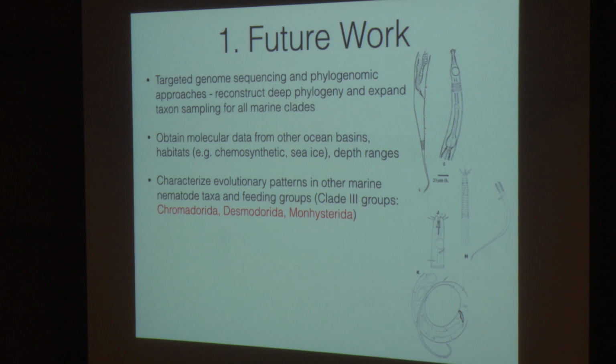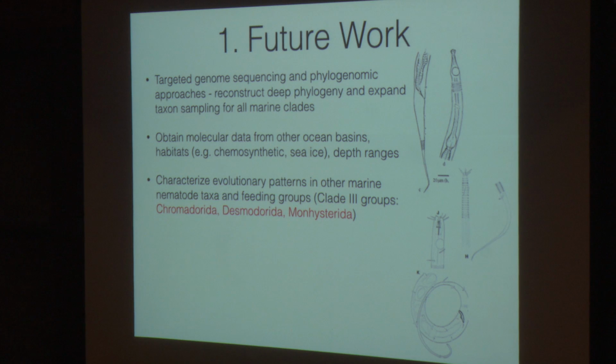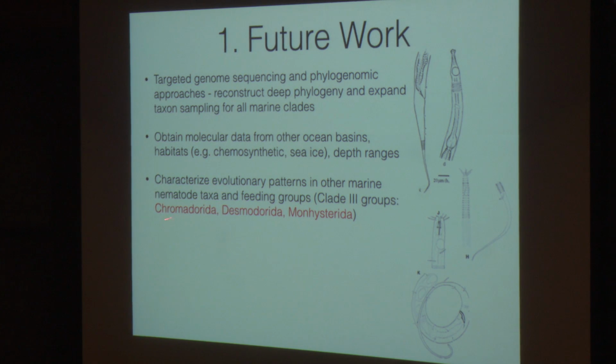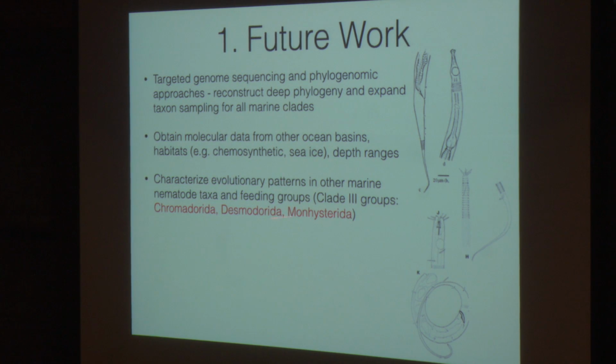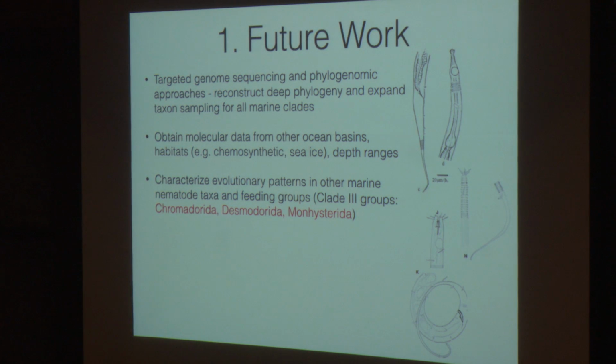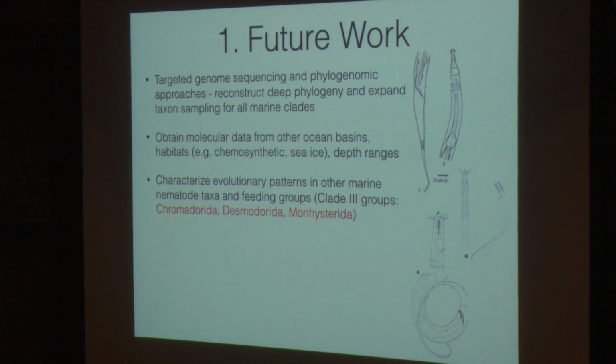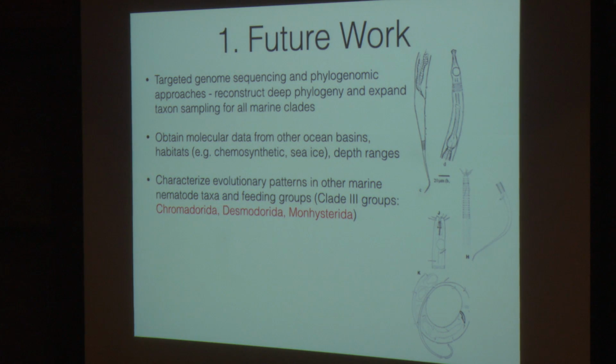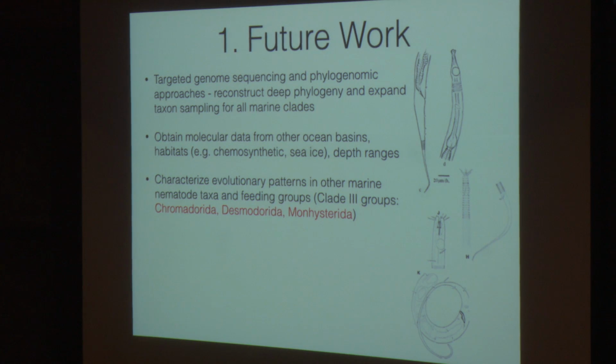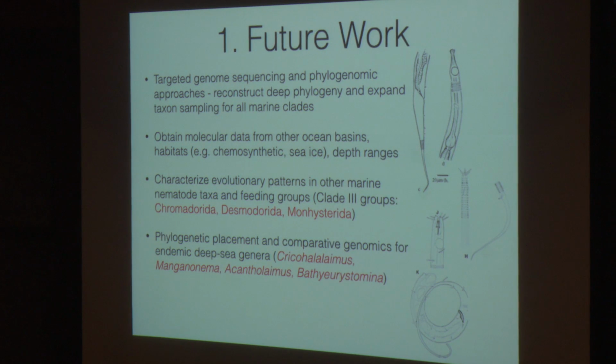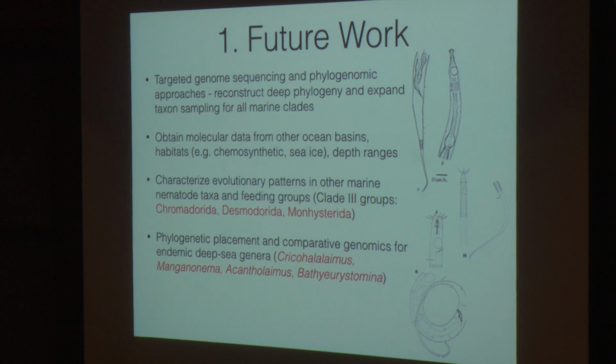There's also nematode groups which I didn't focus on for my PhD work. So there's groups that are closer related to C. elegans in the clade 3, which are present in marine environments. These are typically bacterial feeders. So these are potentially more relevant to the study of model organisms and parasites because they are closer. And so characterizing evolutionary patterns in these groups is also a priority, as well as looking at groups which are endemic to the deep sea.